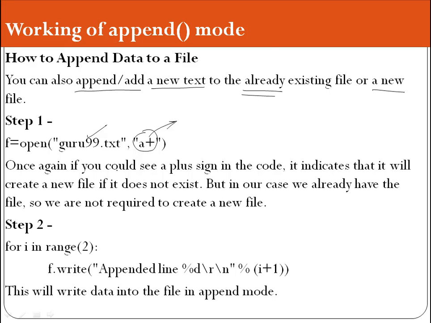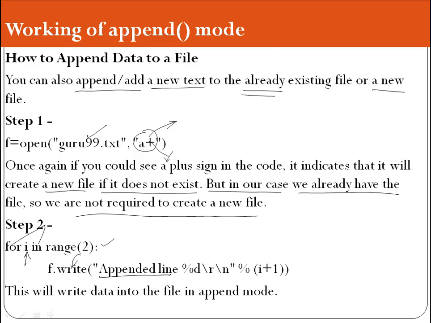Once again, if you see a plus sign in the code, it indicates that it will create a new file if it does not exist. But in our case, we already have the file, so we are not required to create a new file. Here again there is an iterator. These two are your for loop keywords. This is your variable, and range, then f dot write. So you are going to write inside the file.